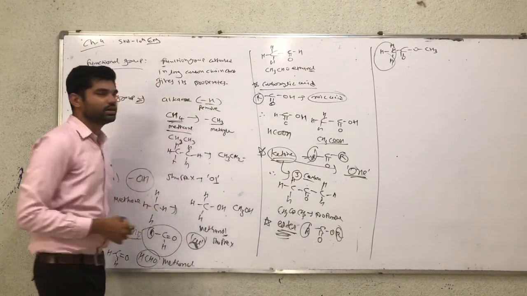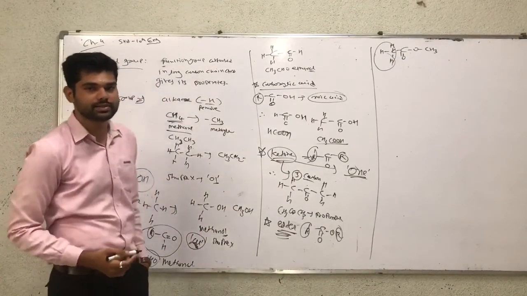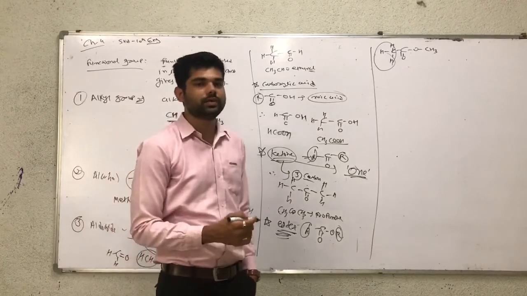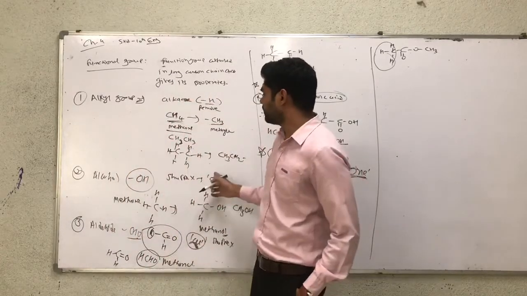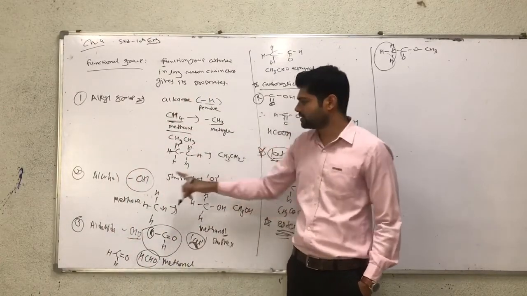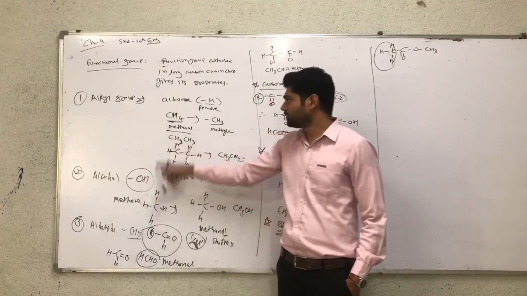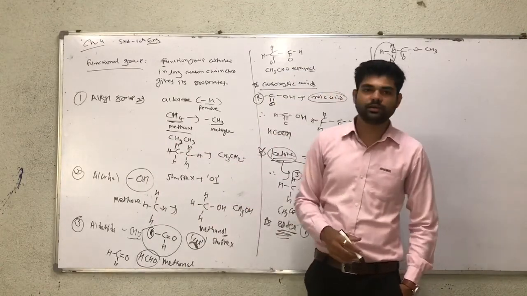So remember all functional groups, their suffix and symbol, how they are attached, and which type of bond, like CHO, COOH. Here OH is a single bond. So write down in your notebook and prepare these functional groups.